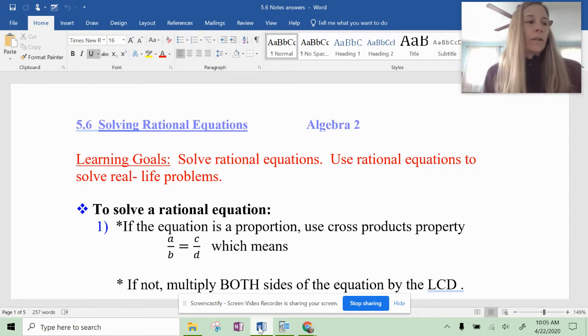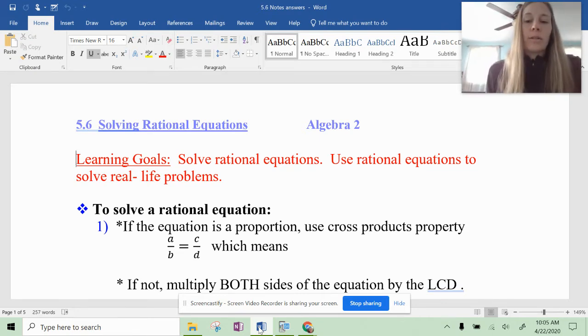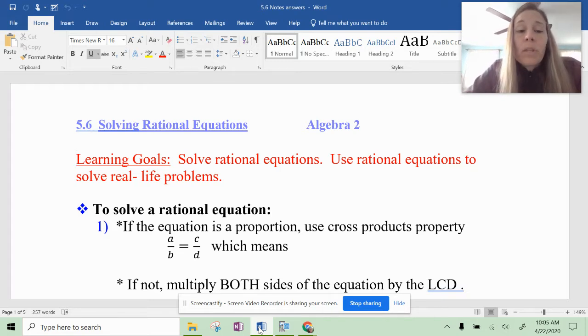Today we are going to finish up chapter 5 with section 5.6, which is solving rational equations. So there's two ways we can solve these rational equations. One way is through cross multiplying, and then the other way will be very similar to what we were doing yesterday with the adding and subtracting using an LCD.